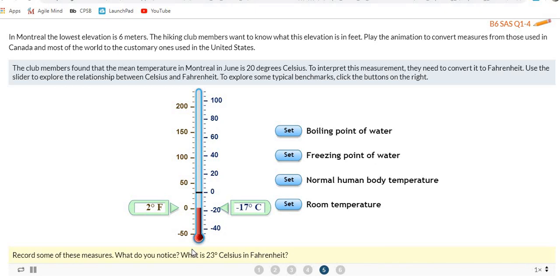Well, let's look at 3 degrees. We think it's going to stay negative 17? Negative 16? Oh, that's 4.